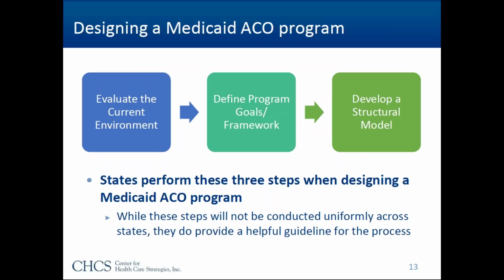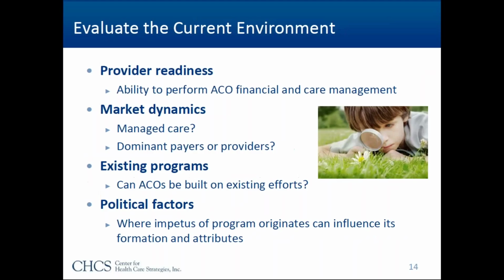So when designing a Medicaid ACO program, or in Vermont's case, potentially redesigning one or improving it, there are three major steps: evaluating the current environment of what is going on in the state, defining the program goals and framework, and then developing a structural model and really digging into the details. All states do perform these three steps. They don't necessarily come in this order, though often they do. And it's definitely different in each state as they approach these goals, but it does present a helpful guideline for that process. Next slide.